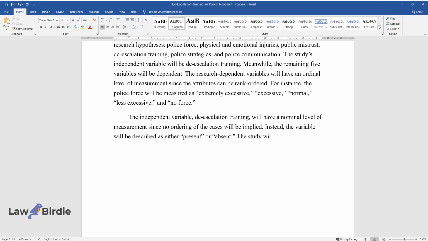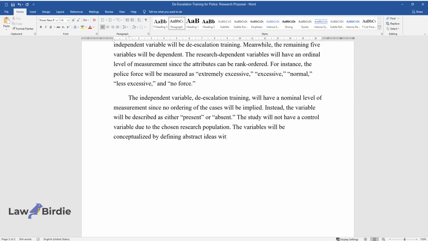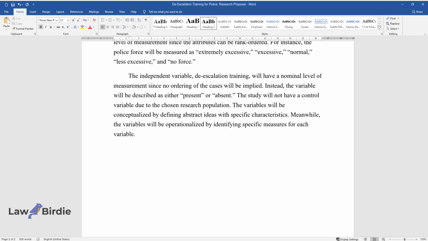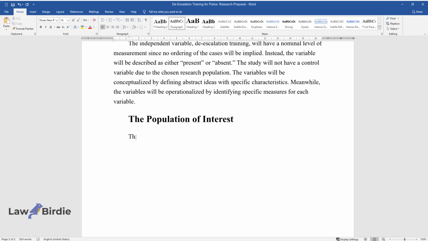The study will not have a control variable due to the chosen research population. The variables will be conceptualized by defining abstract ideas with specific characteristics. Meanwhile, the variables will be operationalized by identifying specific measures for each variable. The population of interest. This study will involve police officers in the U.S. and selected members of the public.